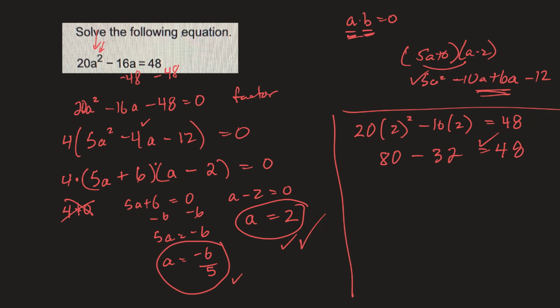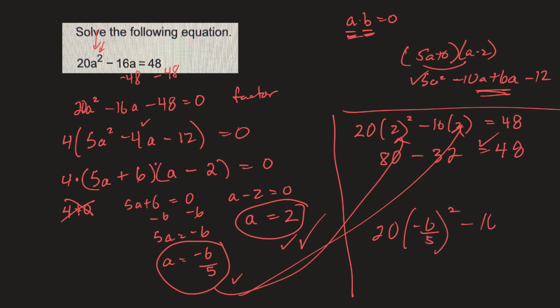And you could plug negative 6/5 in there too and solve. And you could do that on a calculator fairly easily. 20 times negative 6/5 squared minus 16 times negative 6/5. Just type that on your calculator and see if it comes out to 48.